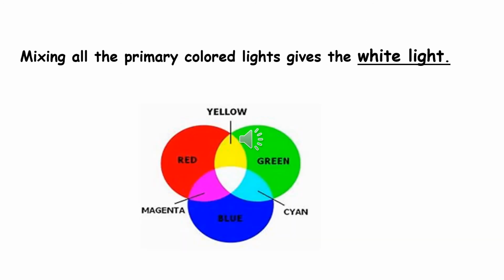Mixing all the primary colored lights gives us white light. Mixing the red light with blue light and green light will produce white light.